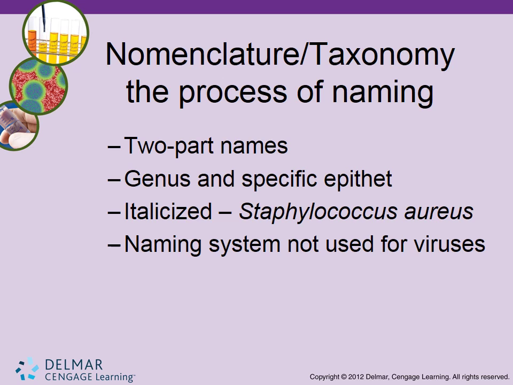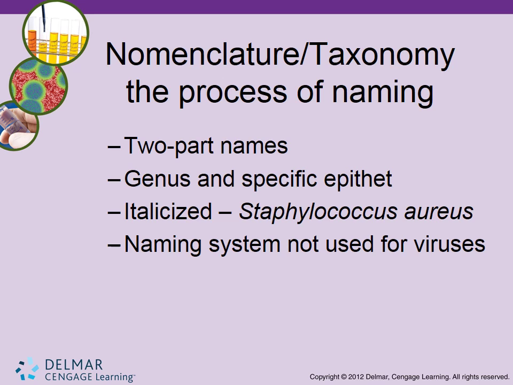And in this slide, I'm using the bacteria Staphylococcus aureus, and it's abbreviated S. aureus. We would never leave out the genus part if we were abbreviating. We'd always have the Staphylococcus in there. And just to show you, Staph is the genus and aureus is the species.